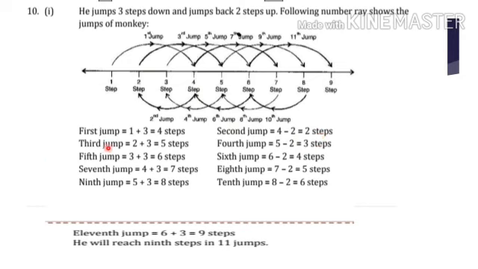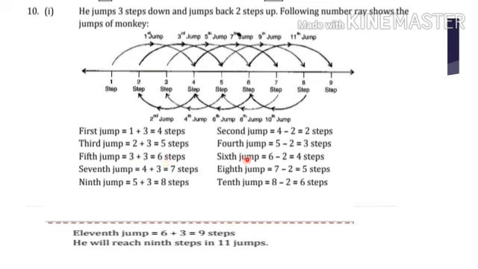From 2, he jumped 3 steps down. It is represented as 2 plus 3 is equal to 5. From 5, he backs 2 steps. 5 minus 2 is equal to 3. From 3, he jumps 3 steps down. Then 3 plus 3 is equal to 6 steps.